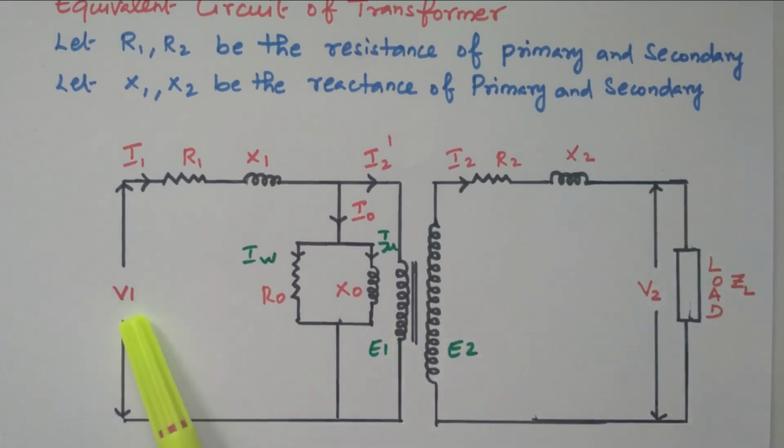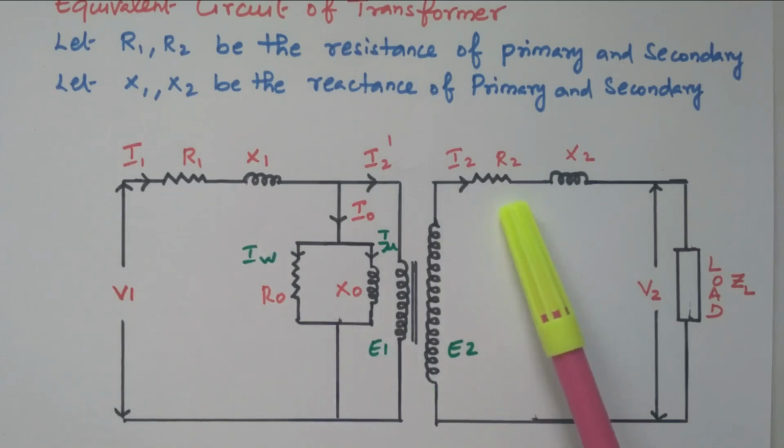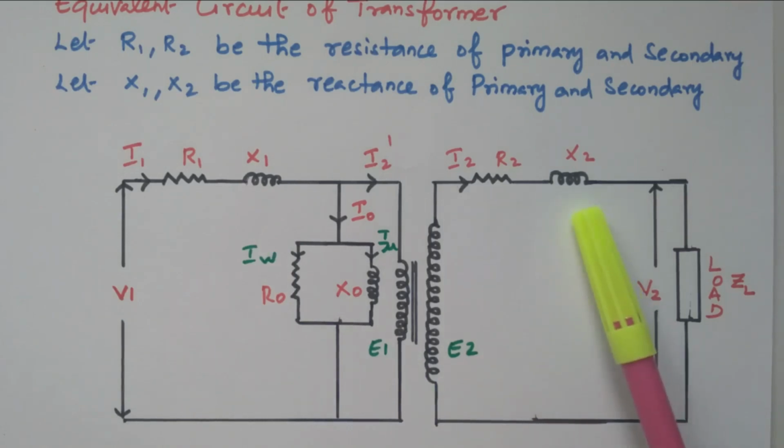So V1 is the voltage applied to the primary winding. V2 is the voltage available at the secondary terminal as a load voltage. E1 is the EMF induced in the primary winding. E2 is the EMF induced in the secondary winding. R1 is the resistance of the primary winding, X1 is the reactance of the primary winding. R2 is the resistance of the secondary winding, X2 is the reactance of the secondary winding.